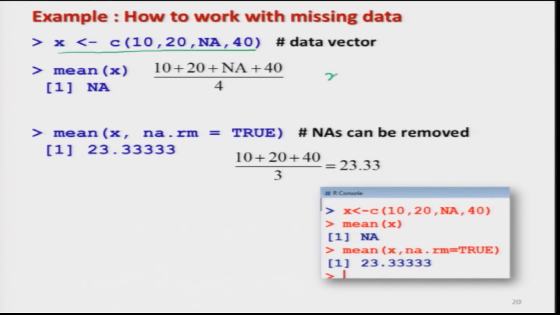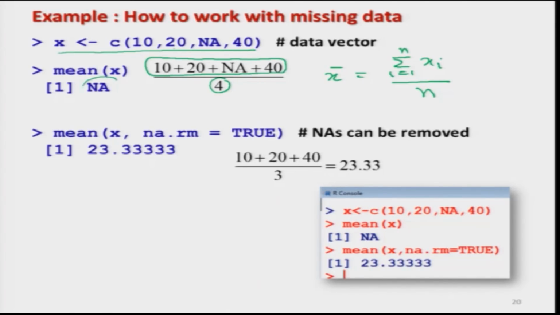The sample mean is defined as the sum of all the values, x1 plus x2 plus up to xn, divided by the total number of observations. So now if you try to find the mean of 10, 20, NA and 40, this will become 10 plus 20 plus NA plus 40, divided by the number of elements in the data vector, which is 4. And you will see it is not really mathematically possible to add the value NA to any numerical values.